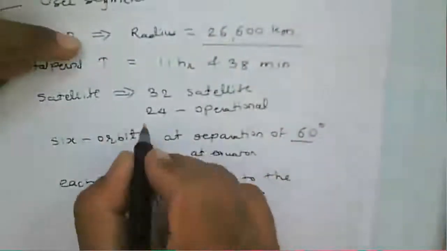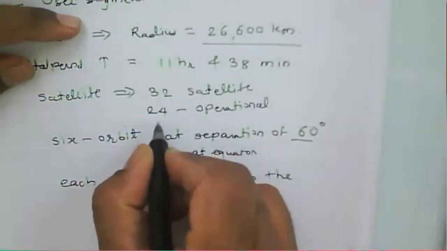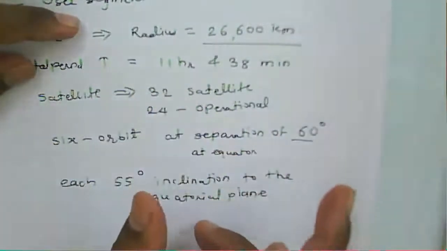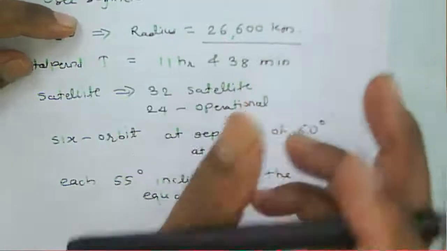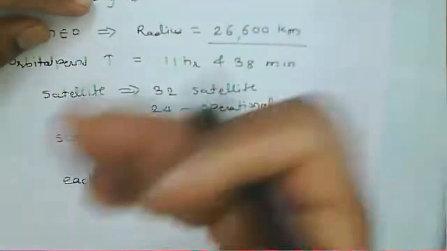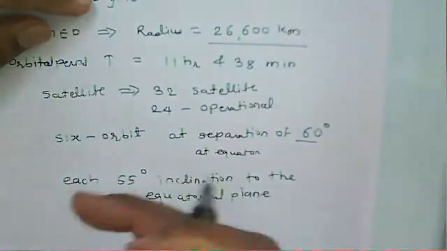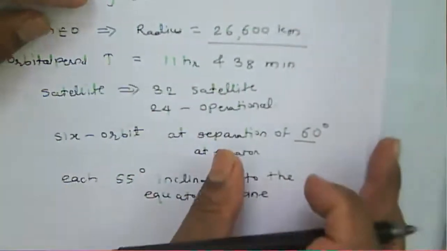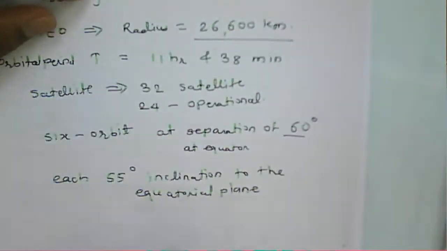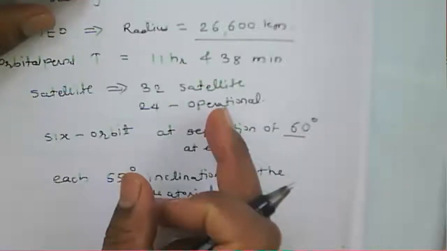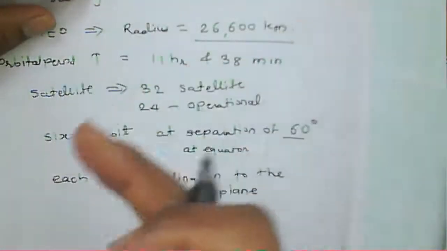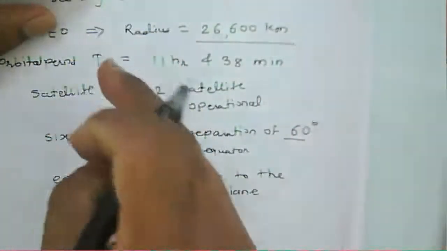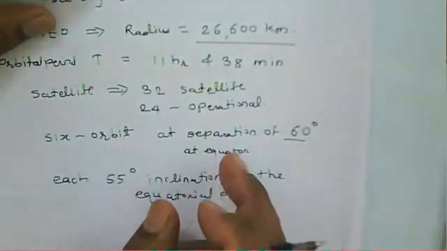So there are six orbits. We can say there are four operational satellites in one orbit. Actually there are four to five satellites in each orbit, but four satellites actively participate, and they are unevenly spaced in that particular orbit.